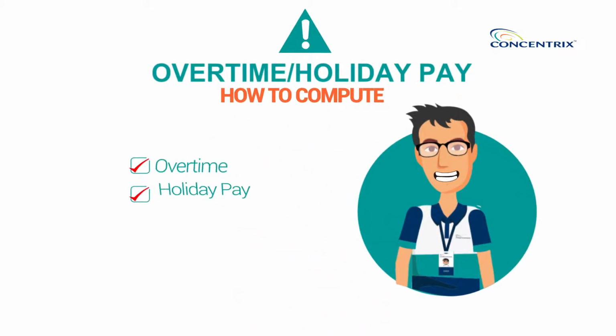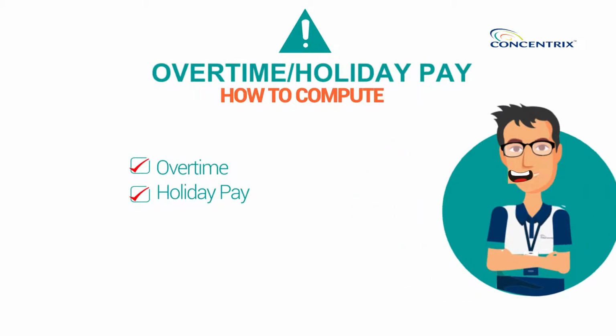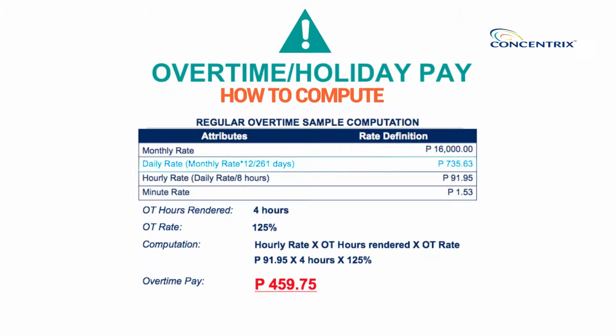Moving forward, we've created a little tutorial on how you can compute for your salary. Let's start with your daily rate. You can compute the daily rate by multiplying your monthly rate by 12, that is for 12 months, and dividing it by 261 days. In our example, your monthly rate is 16,000 pesos. Multiply it by 12 months and divide it by 261 will give you a 735.63 peso daily rate. Then divide your daily rate by 8 to compute for your hourly rate.